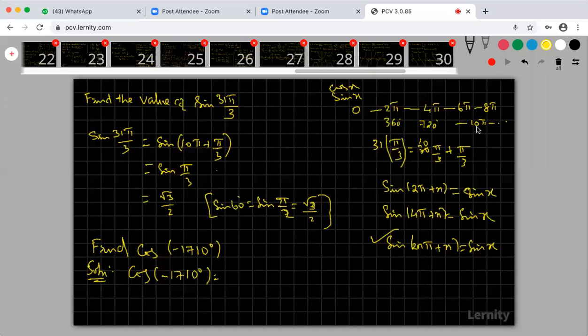So 10 pi means 5 into 360. Since pi is 180, 10 into 180, therefore 10 pi means 1080 degree. But here I am going to write it as 1080 degree minus 1710 degree. What is the answer?